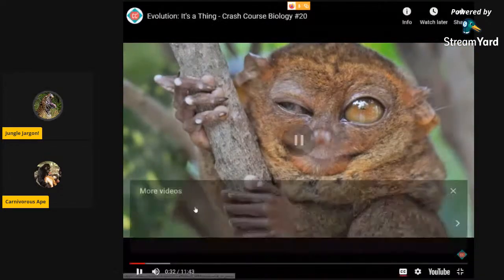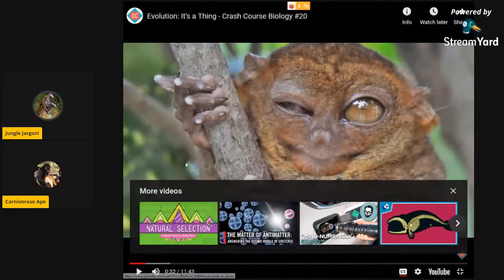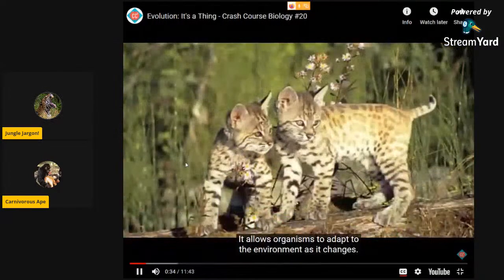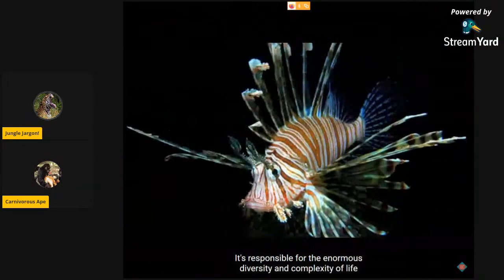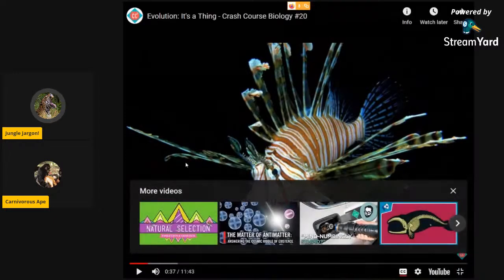That's news to me. It's responsible for the enormous diversity and complexity of life on Earth. Okay, that's a big claim. Wow, that was a big jump, and of course, there's nothing connecting it together.